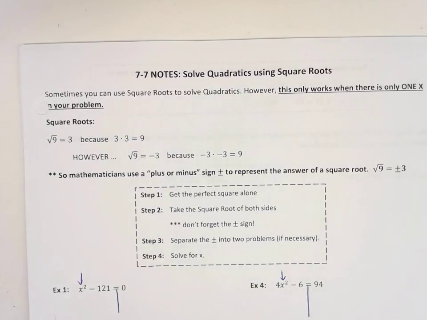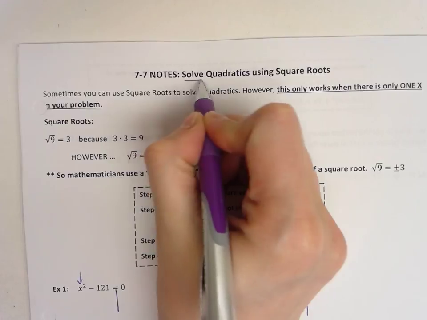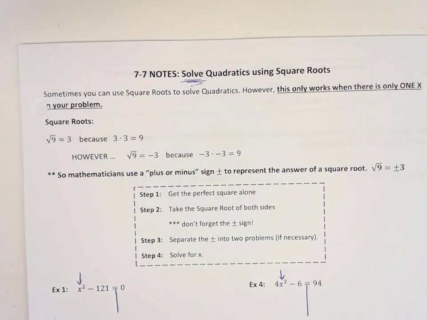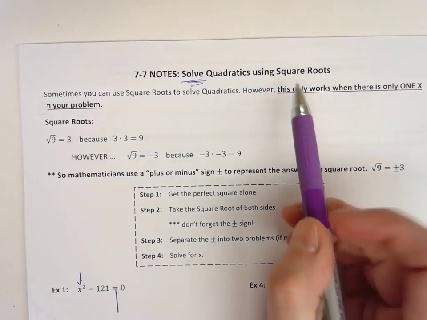7-7, solving quadratics using square roots. Remember that when you are solving a quadratic, what you are actually looking for are the x-intercepts, which are also called zeros, roots, or solutions. So today we're learning another method for finding the x-intercepts, and this is called the square root method.